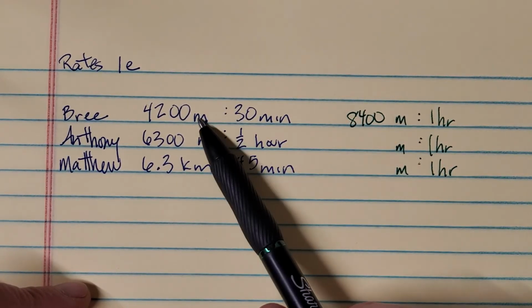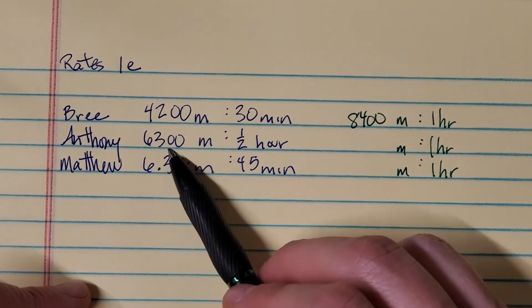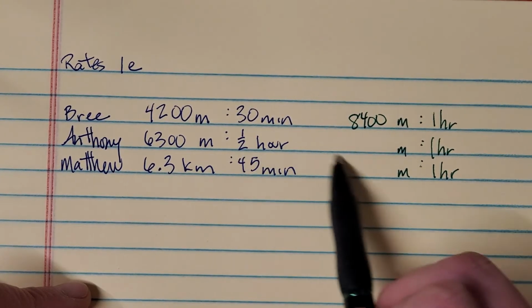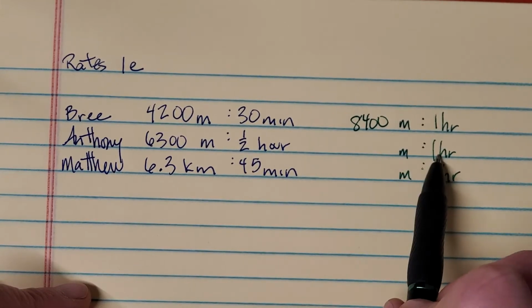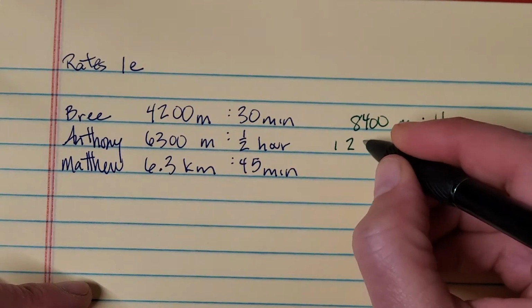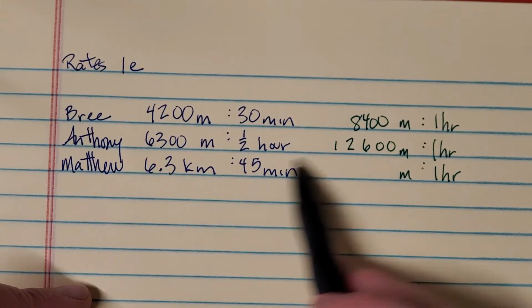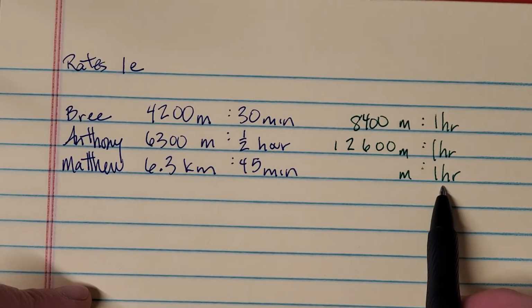We could have figured out how far they ran in a minute. I just chose hour. Could be whatever you want. So how do we get from 6,300, from a half hour to a whole hour? That's right, times by 2. Let's get out our trusty calculator. So if we times by 2, we're going to get 12,600 meters. But how do we get from 45 to an hour?